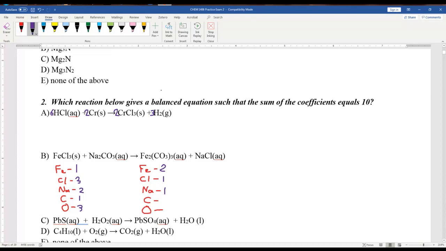How many carbons? 3. 3, very good. And how many oxygens? 9. 9, very good.